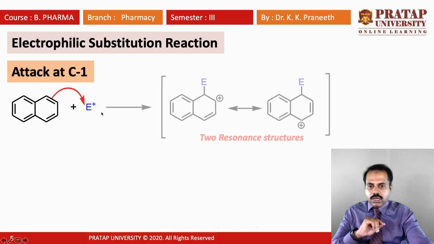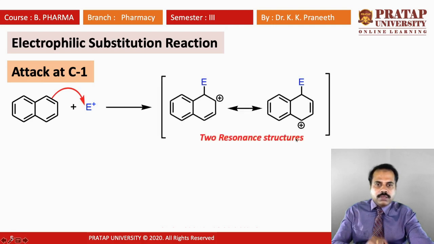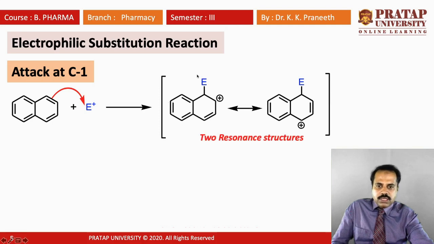And what you will get is 2 resonance structures. This is the first resonance structure, and this is the second resonance structure. In the first resonance structure, you can see that when they attack, this double bond goes here and attaches. This double bond will go here and attach with the E plus.